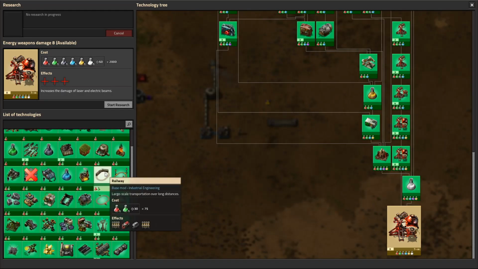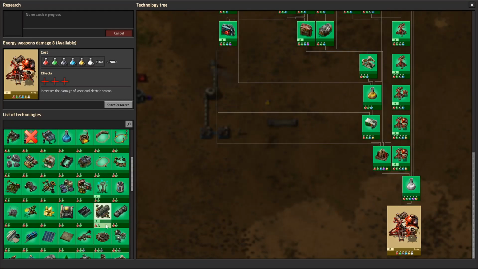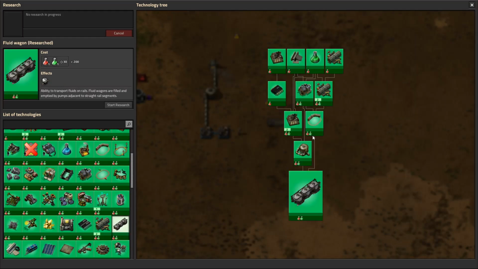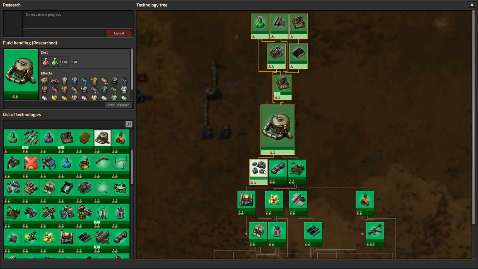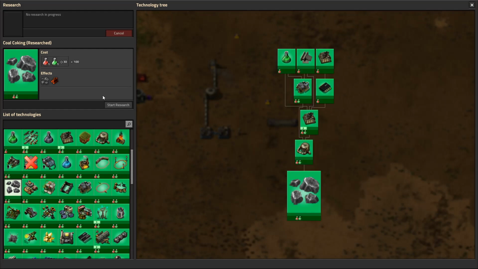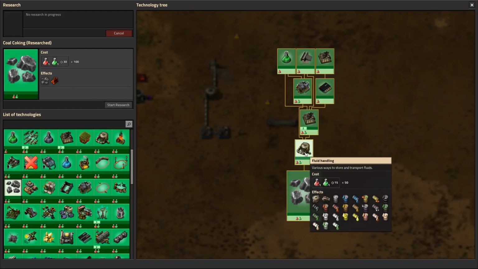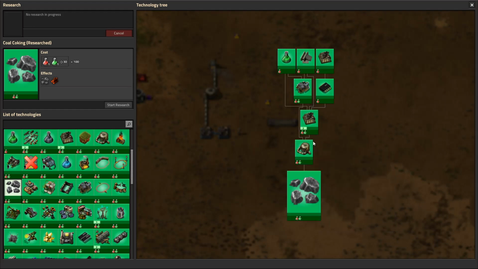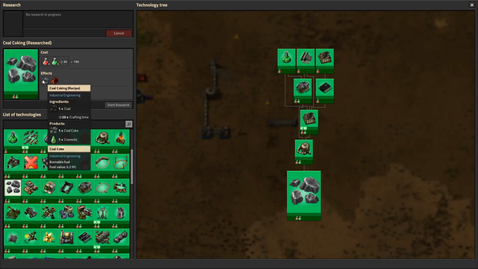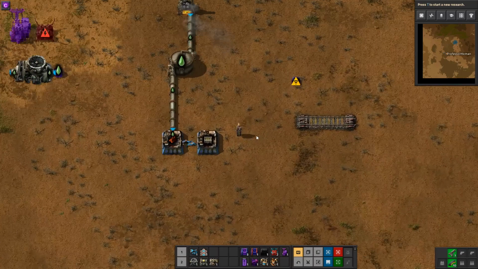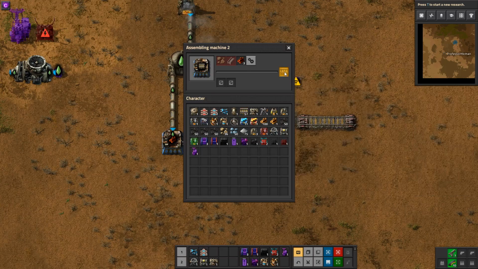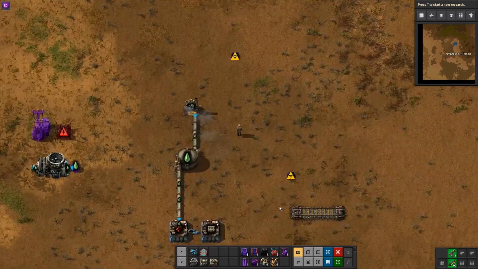To unlock it, there is research. You need to have fluid handling, if I could find that. Yeah, fluid handling. Right after that, you unlock coal coking. This is just because you need to have researched tanks and pipes to make use of this, because otherwise you're not going to have anywhere to store creosote oil, because you haven't got the oil boiler yet. However, this will get you the coal coke and treated wood, and then once you research the railway, you will unlock the 4 rail recipe.